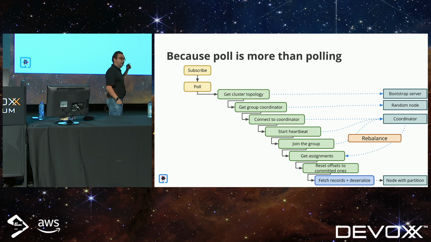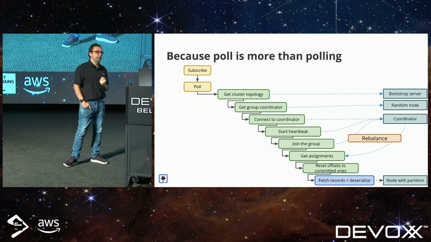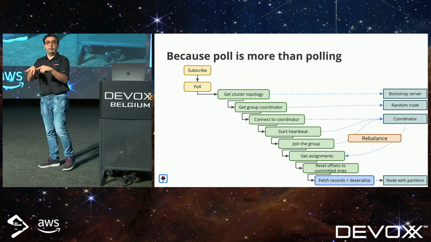It's a lot more complex than just polling. So, you subscribe, you poll. The first thing you will do is get a cluster topology. Basically, retrieve the metadata from the cluster to understand who is owning what. For this, it's going to interact with the first Kafka broker, which is a bootstrap server, the one you configured, the entry point of your Kafka system.